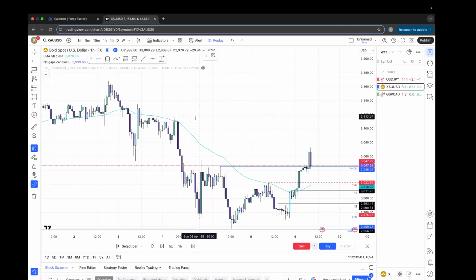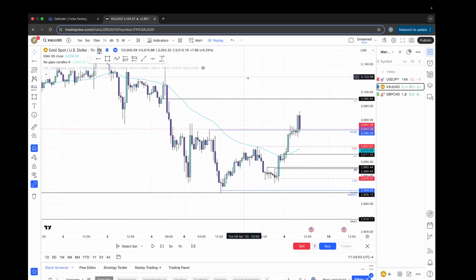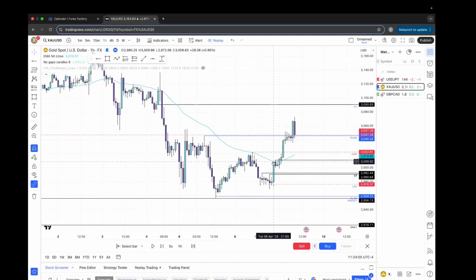So then on the 1 hour, we'll go ahead and mark this one. So this is our current supply that we're working with. We found demand being the weekly. Now we're finding supply.